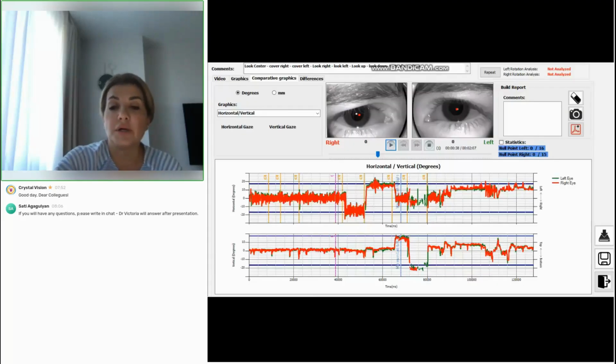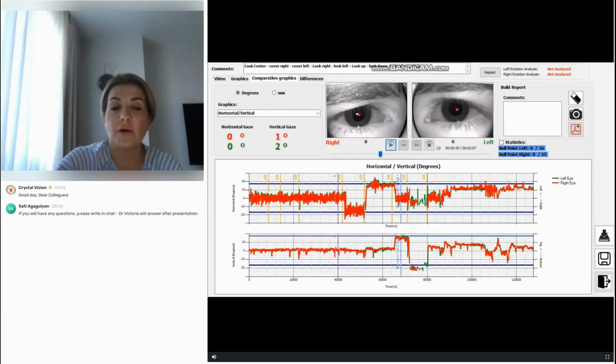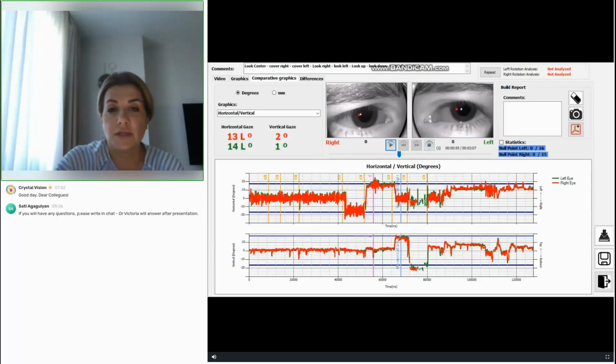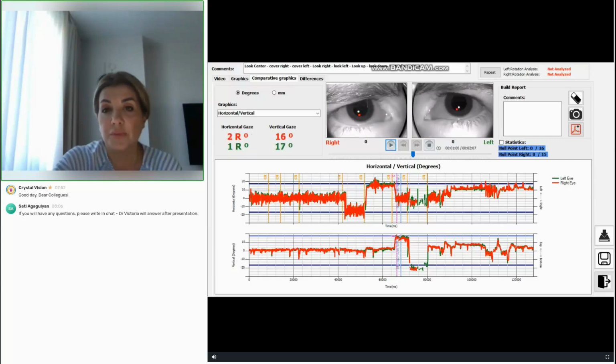This is the nystagmography protocol. You can see that the software calculates the point of blockage automatically, and it's very important for the operation, for the dosage of operation. So, the next one.